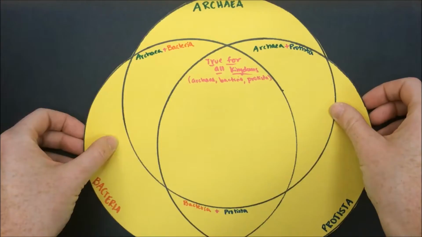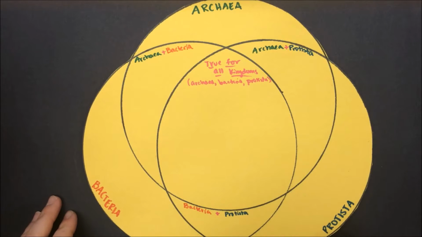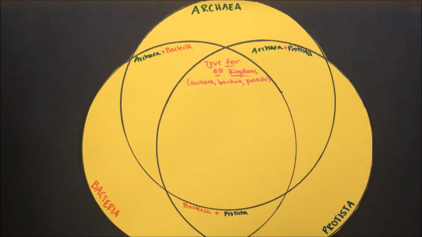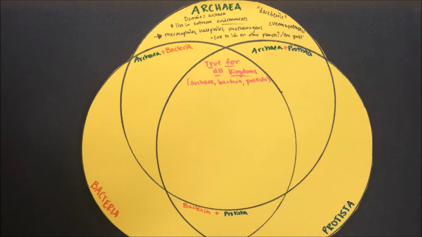So now let's compare and contrast these 3 kingdoms. You have a Venn diagram something like this on your vocabulary sheet. Let's start with traits that are unique to the domain and kingdom Archaea. Archaea are in the domain Archaea. They live in extreme environments and include the groups thermophiles, halophiles, and methanogens. They are possibly the link to life on other planets and to Earth's past. They are the daredevils of life in that they live in these extreme places, and they can also perform chemosynthesis.